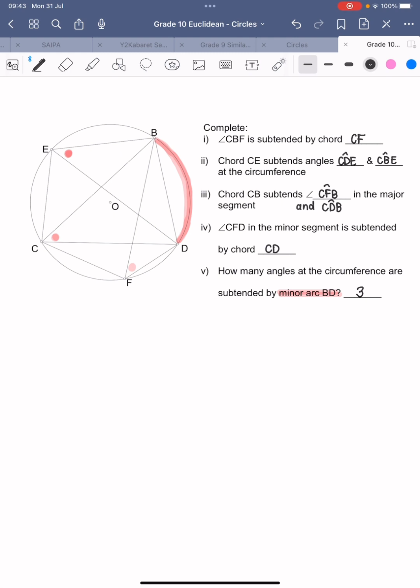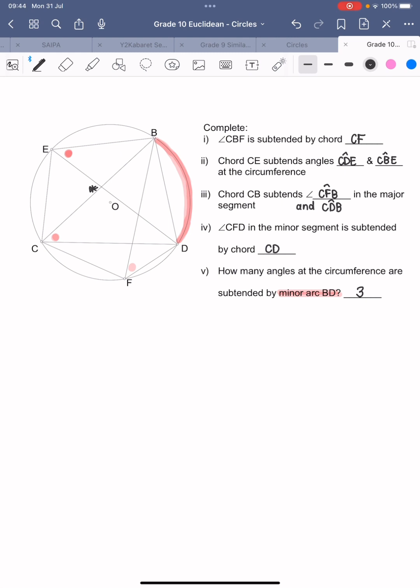Could you say the COE? They said at the circumference, so O is at the center. Yeah, there's also nothing going to O. So guys, I didn't say this, but for subtending, which one are we looking at now? CE. Are you talking about this angle here? Yeah, because in my worksheet it only says chord CE subtending angles at, and it doesn't say in circumference. Oh, I see. Okay. Fair enough.